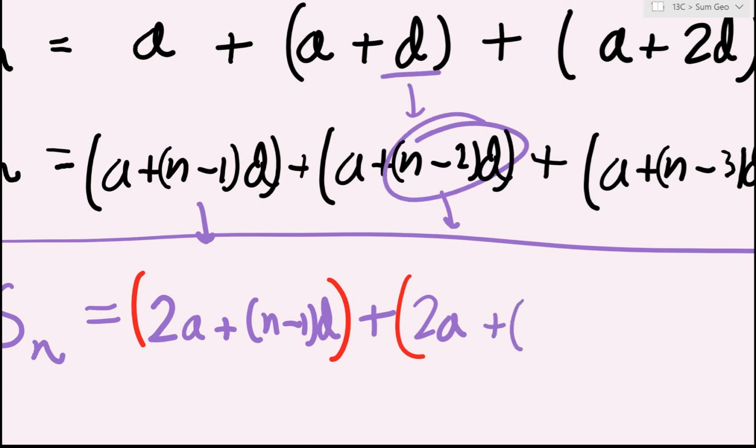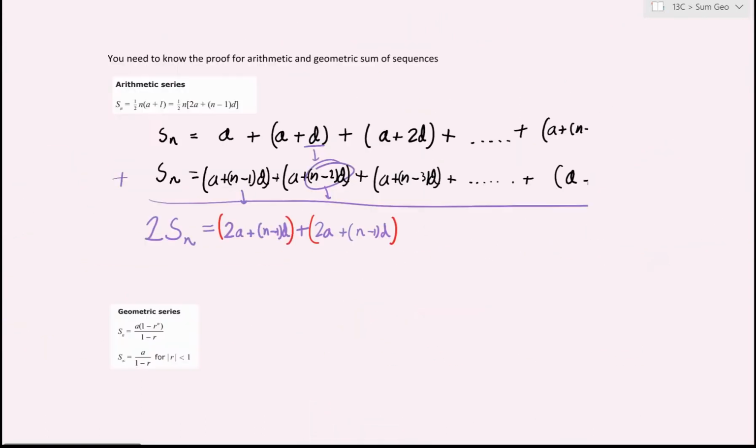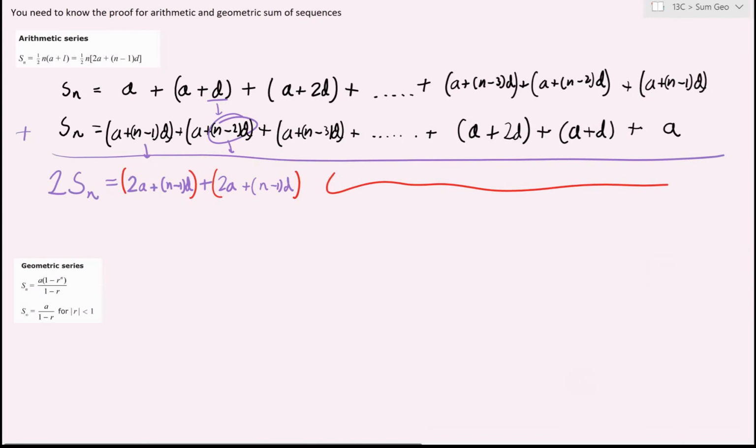So one more d onto n minus 2 gives me n minus 1 d. And it holds where it's going. All these terms are going to be the same. They are all going to be 2a plus n minus 1 d. The question is, how many of these terms do we have? I actually know this. We were told right at the start we were summing n numbers together. So we have n lots of these terms.